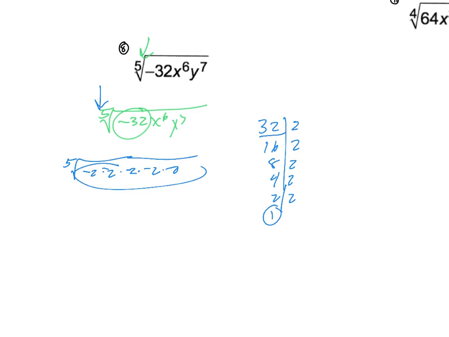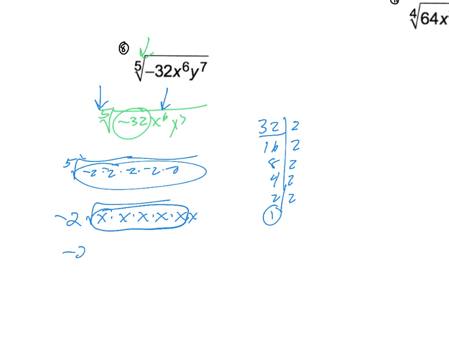It's a fifth root, so every 5 we can take out 1, so we can take out a negative 2. Now let's deal with the x to the 6. X to the 6 is 1 2 3 4 5 6 x's. We can take out 5 of them. We can take out 1, so it's negative 2x square root of x.